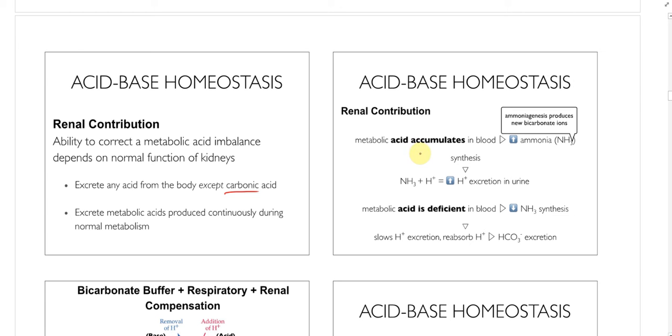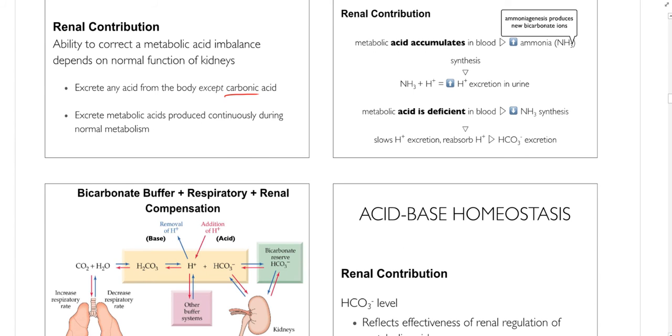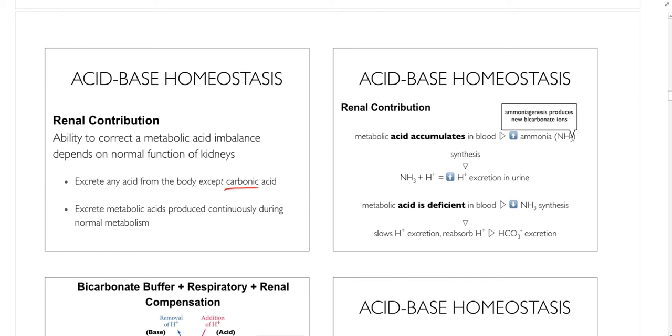I forgot about this part here. The kidneys are also capable of producing more ammonia, NH3, which can help to facilitate hydrogen ion excretion. So the kidneys are going to help by getting rid of hydrogen ions with the assistance of ammonia.